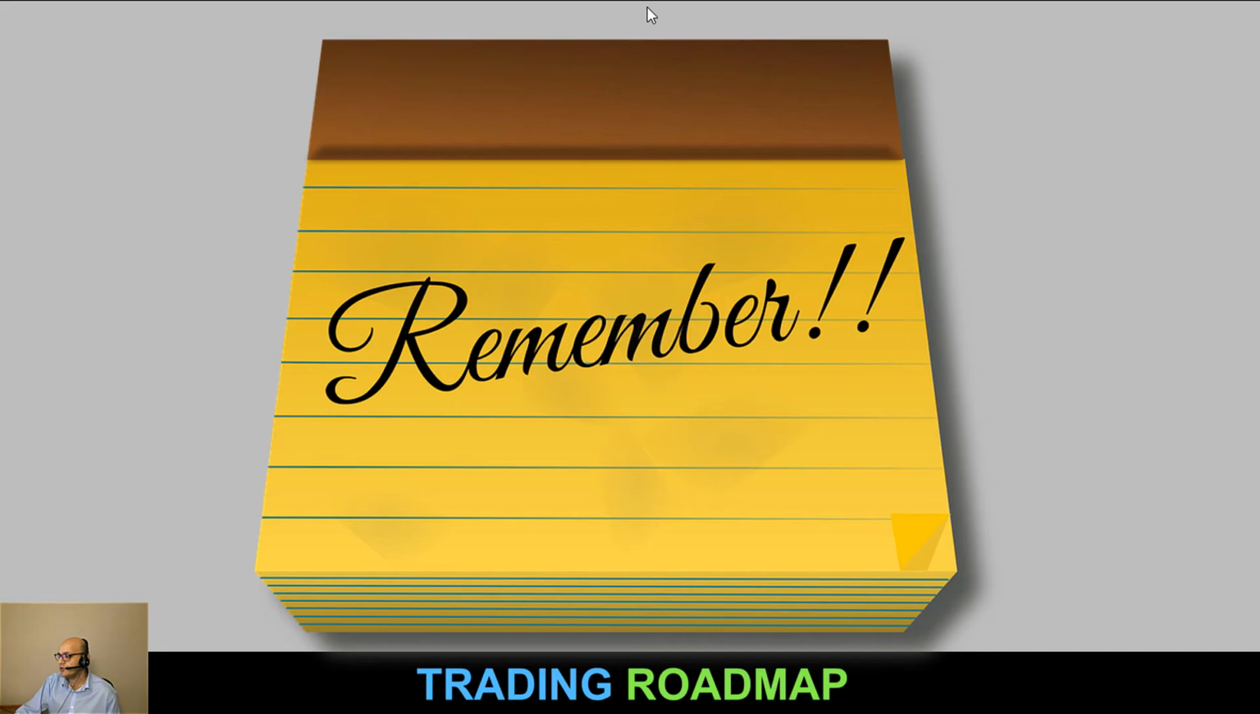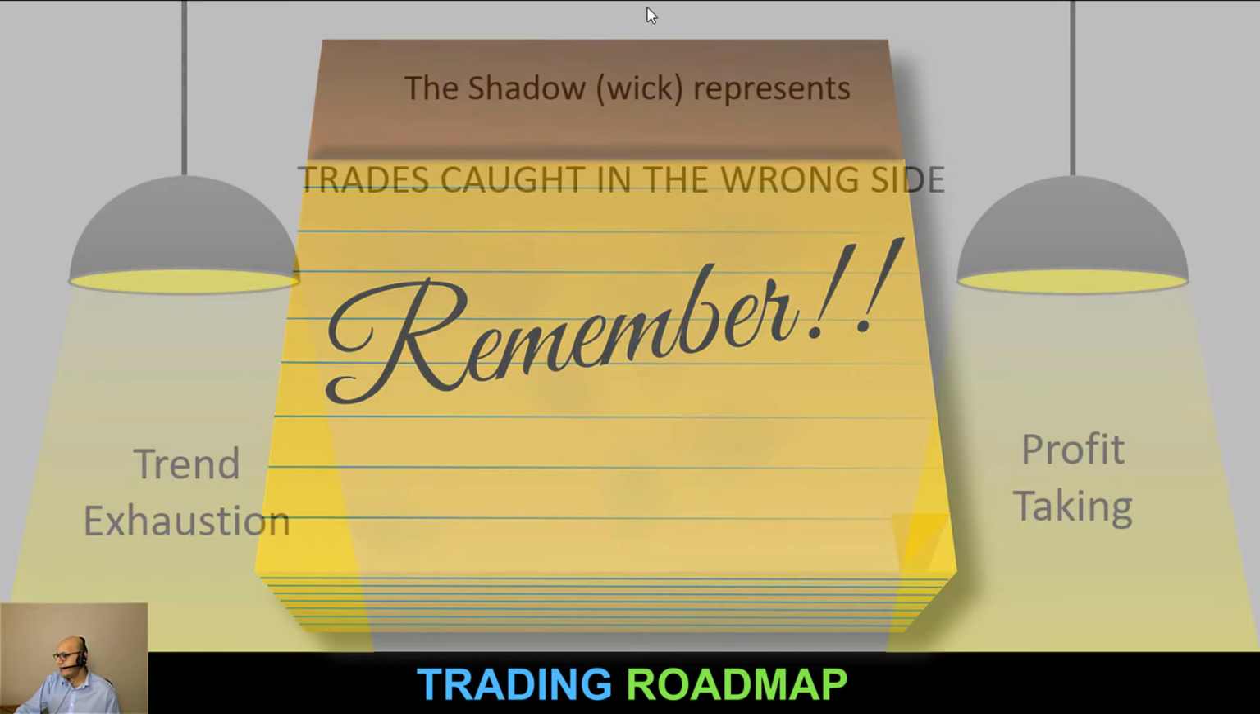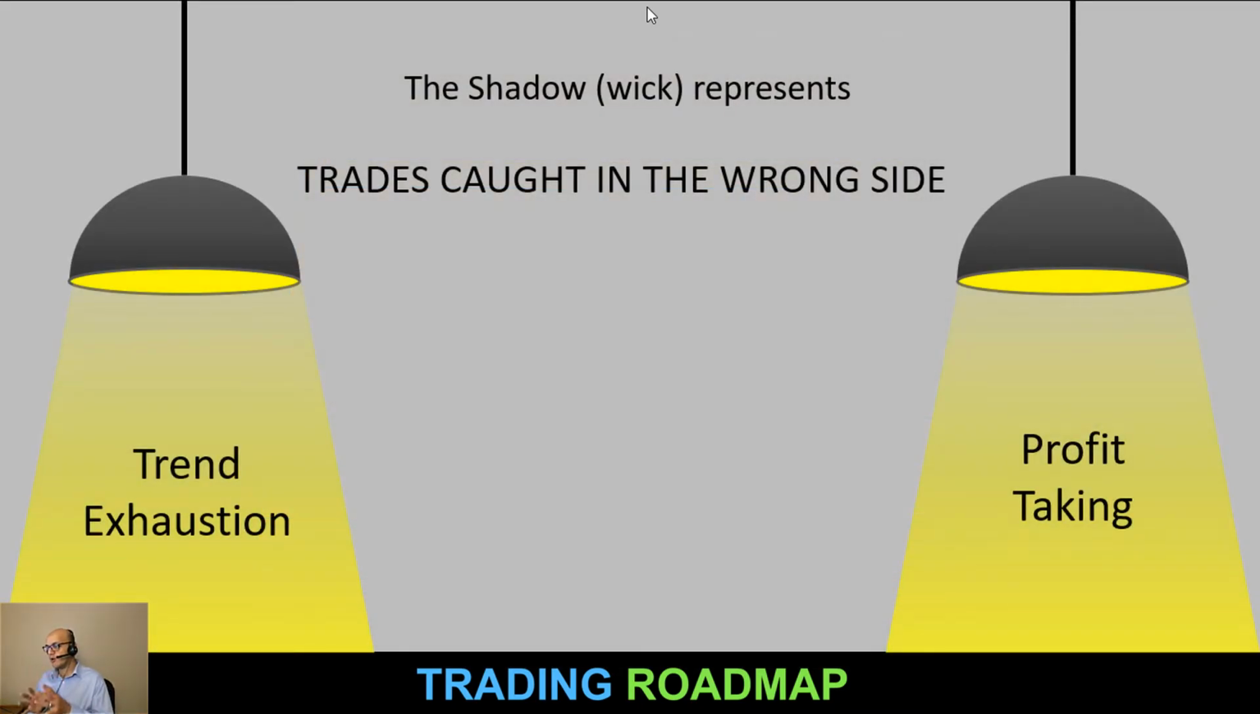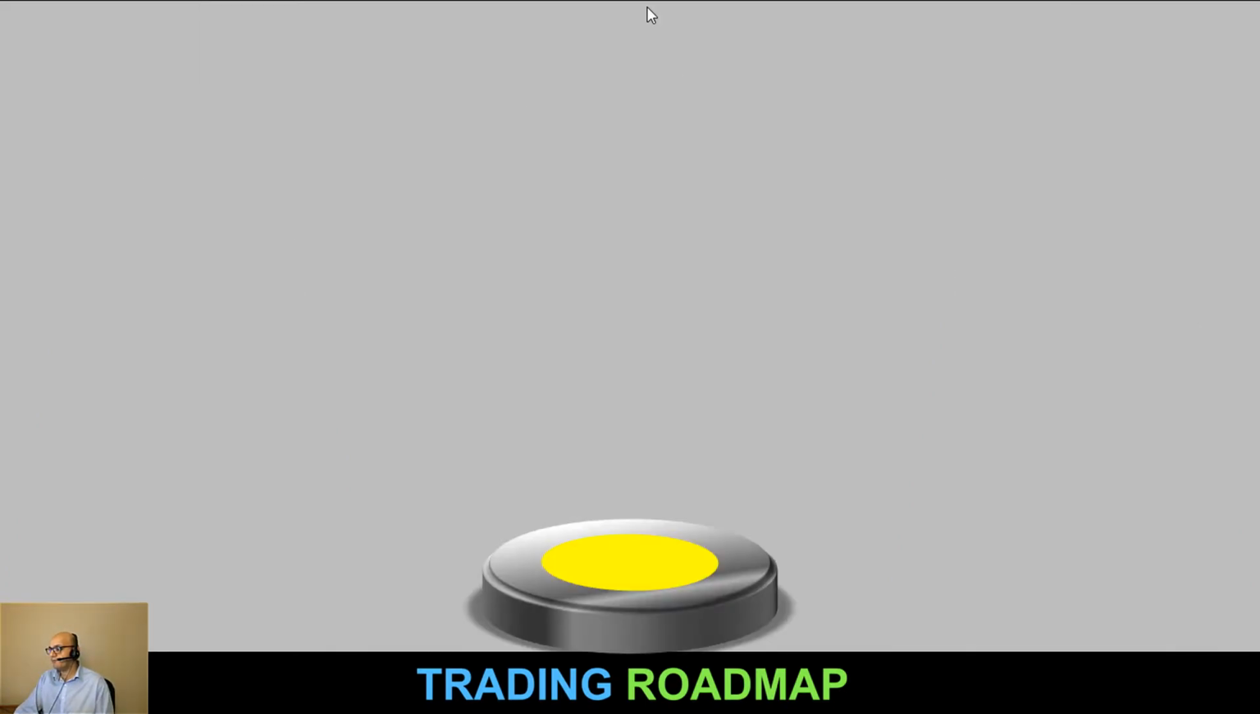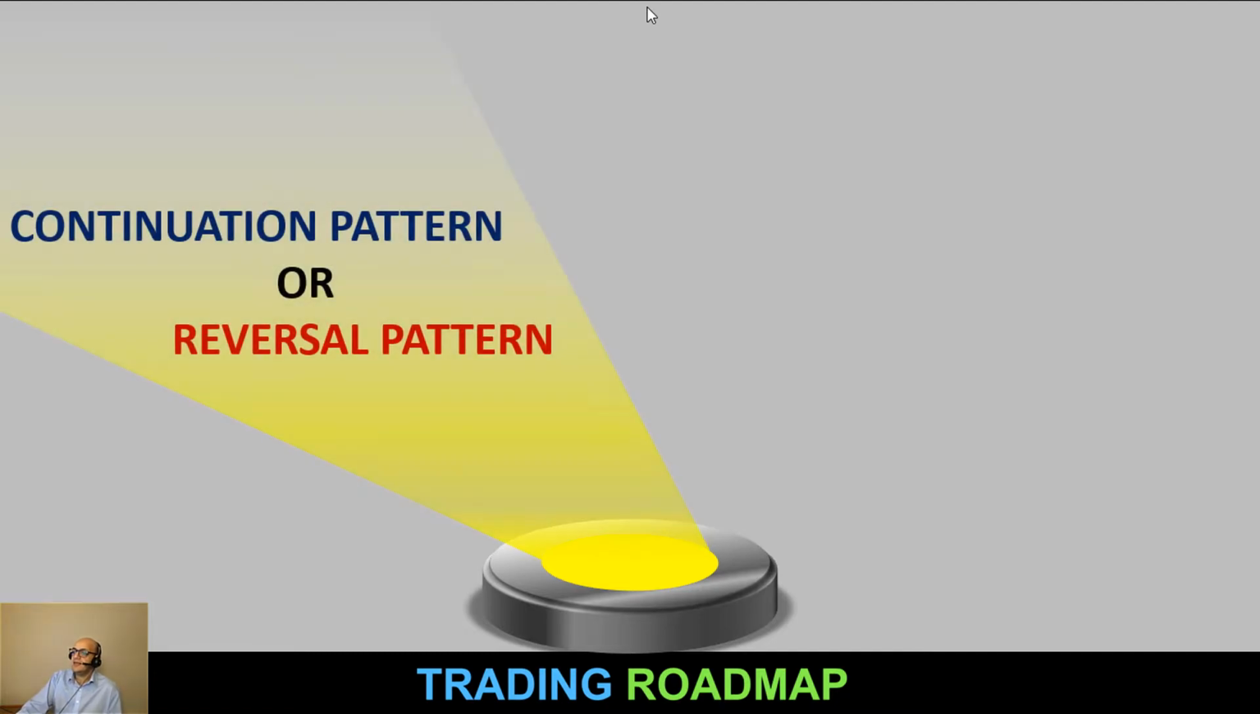But first, you need to remember that the pin bar, or the wick, or the shadow, represents one of 2 things. We don't know exactly which. Sometimes it's going to represent trend exhaustion, and sometimes it's going to represent profit taking. So the first pro tip is that it is either a continuation pattern or a reversal pattern. The pin bar is not just a reversal pattern. Sometimes it's a continuation pattern.